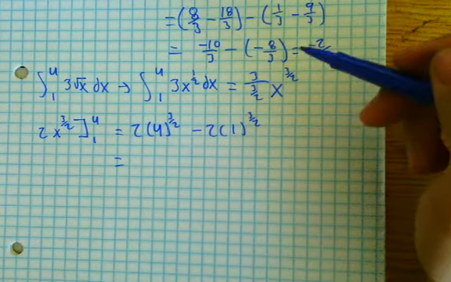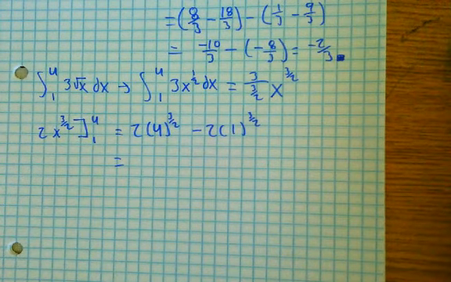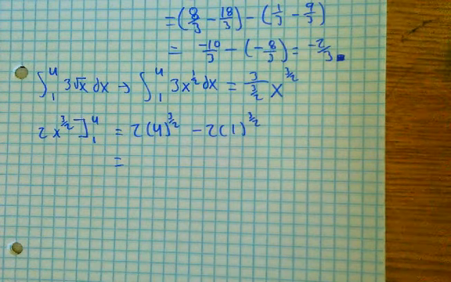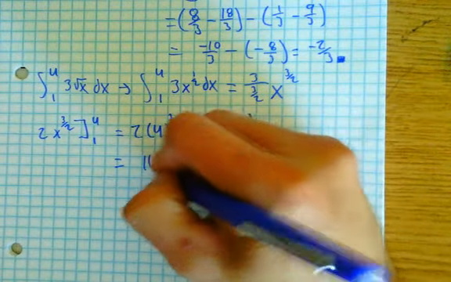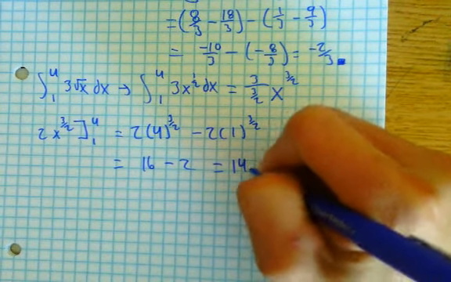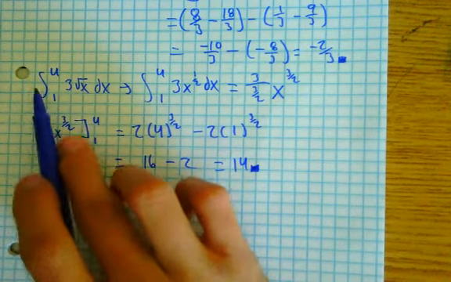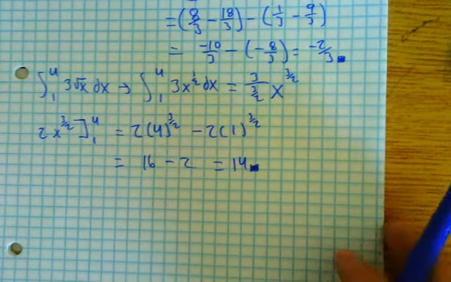If I do that, 4 to the 3/2 power is the same thing as saying 4 to the first power times the square root of 4. So square root of 4 is 2, times 4 is 8, times 2 is 16, minus 2. That is going to give us 14. So that means that the integral of 3 root x dx from 1 to 4 will give us 14.